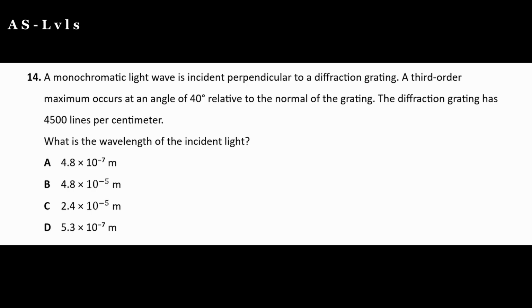Question 14. A monochromatic light wave is incident perpendicular to a diffraction grating. A third-order maximum occurs at an angle of 40 degrees relative to the normal of the grating. The diffraction grating has 4,500 lines per centimeter. What is the wavelength of the incident light?